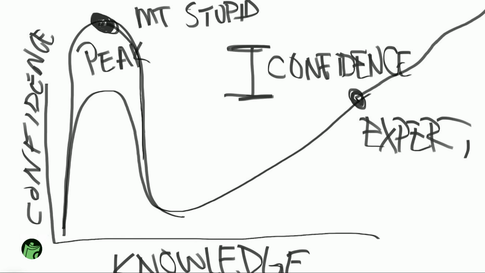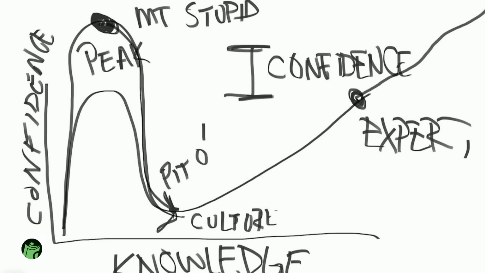Let's take a look again. Down the slope right here. And what happens when they get to the bottom, once they get a little bit of culture, let's put culture right here, and they understand what's really happening and what's going on, they end up falling into what's called the pit of despair. How about that one? Pit of despair.